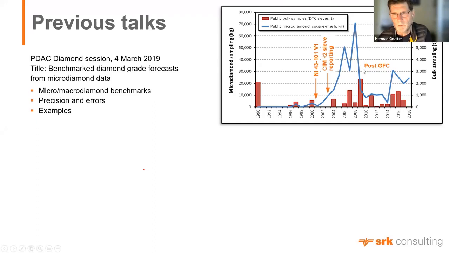It took a dive after the financial crisis. So in the post-GFC period, it became much lower, but since then it's picked up again. In addition, as you can see in the brown bar graphs here, the public bulk sampling results, which were reported in DTC sieves and by ton, has become disclosed as a result of NI 43-101.